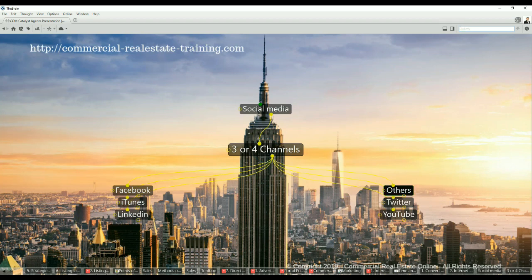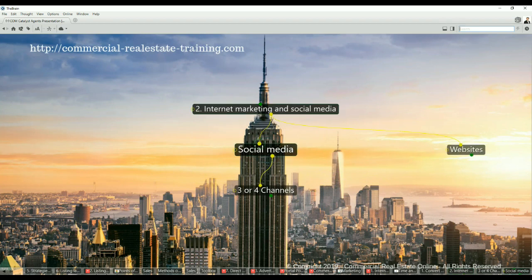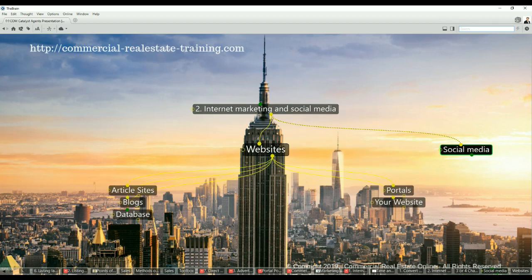So let's go back up to the top here, social media. As I said, 3 or 4 channels, that's enough. But let's go over to the websites now. You're still marketing your listing. How are you going to do it? Well, there are different website approaches here. You will be using the portals, of course.